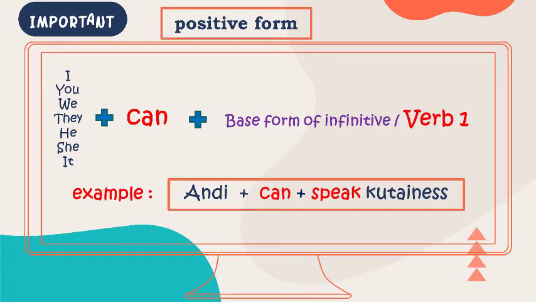Let's have a look at the example. Andy can speak Chinese. In this sentence, Andy has the ability to speak Chinese. To see the structure of this sentence, we can have a look carefully. Andy is the subject. Can is the modal verb, followed by speak as the verb 1.